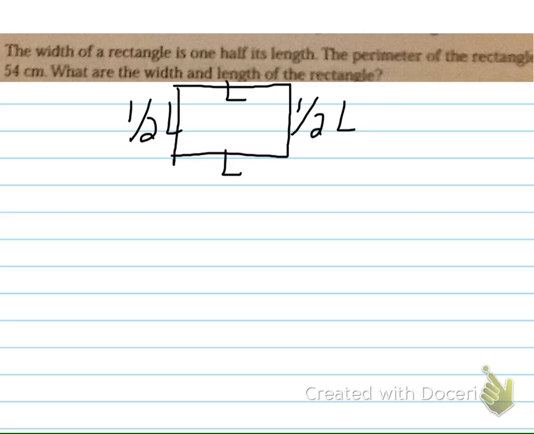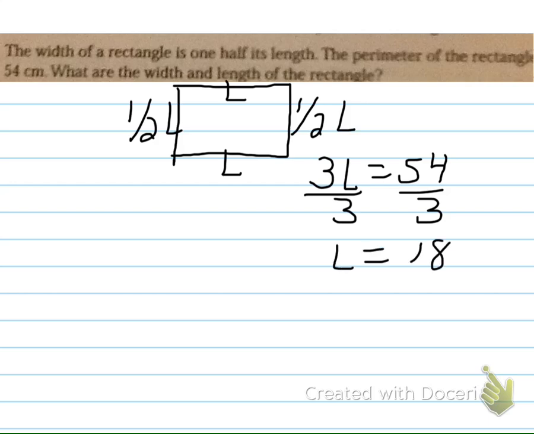All right, and now all four sides added together are going to be equal to 54 this time. So we have 3 L's. If we added all those up, 3L equals 54. And when we divide by 3, we're going to end up with 18 for our length. And then we have to do 1/2 of that for our width, because the width is 1/2 the length, and 1/2 of 18 is equal to 9.